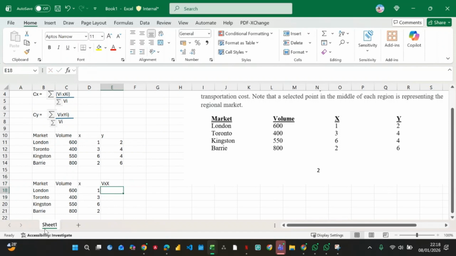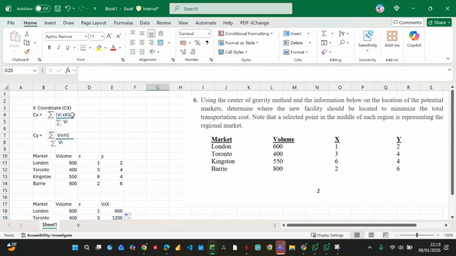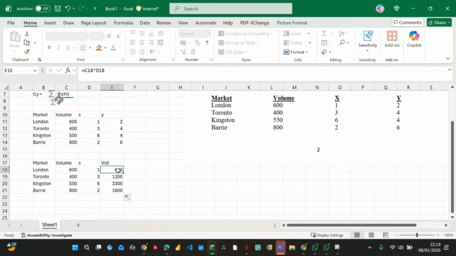What we need to do now is take this 600 multiplied by 1. This times this will give us 600. We do the same thing for all of them. Do you understand? Because we want to input it here. The summation of this is what we are looking for.